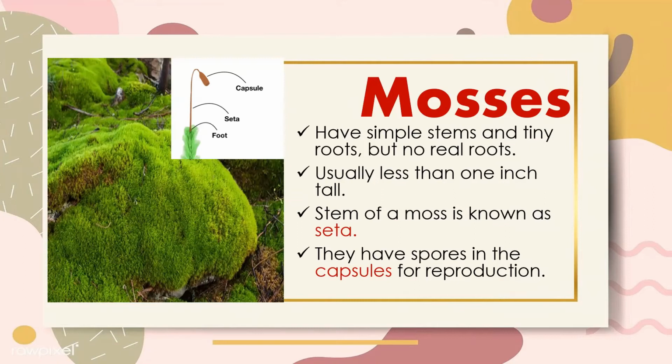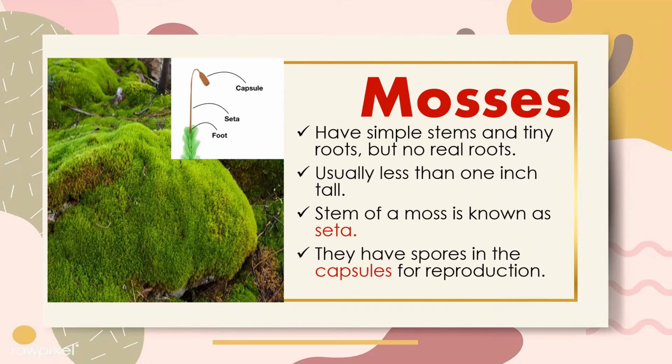Again, please repeat after me. Say mosses. Okay, let's spell the word. Ready? M-O-S-S-E-S. Mosses. Okay, so what are mosses? Mosses have simple stems and tiny roots. Okay, again, simple stems and tiny roots, but no real roots.